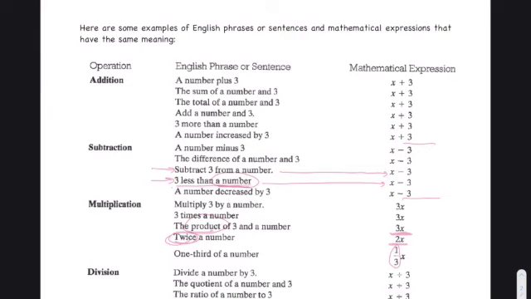Then division: divide a number by 3, and the quotient of a number and 3. Quotient means divide the two numbers, so what are the two numbers? Number and 3. The ratio is another keyword we use. That's also a division. So those are the ones we are going to quiz you on. Make sure you know your vocab.